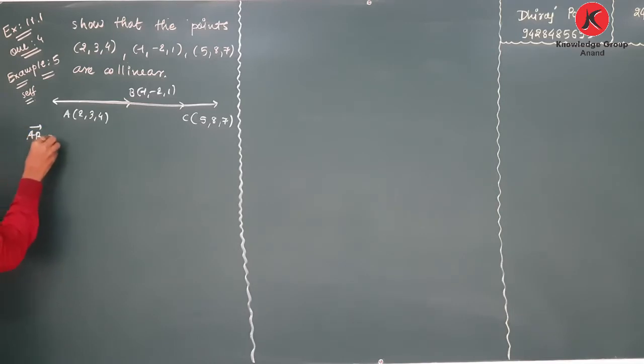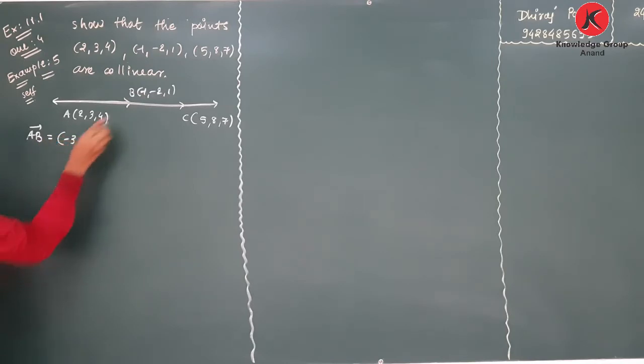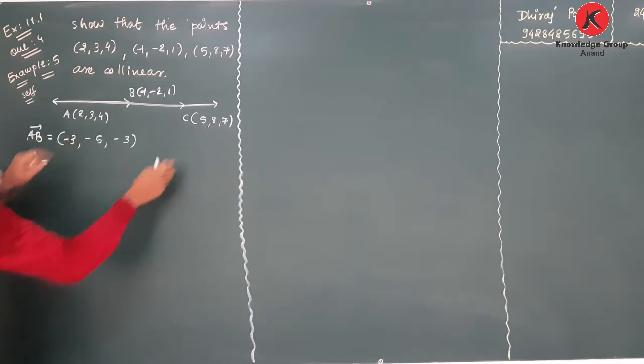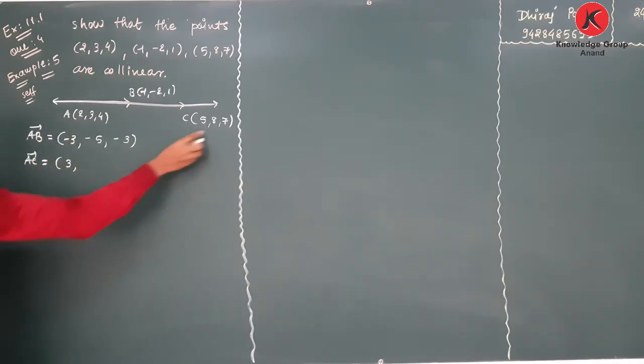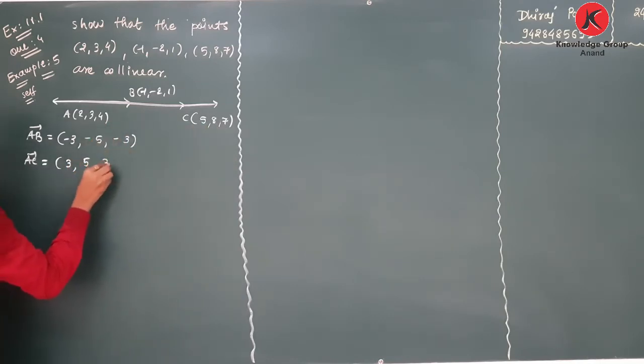Let's see, what is vector AB? Vector AB becomes (-1 - 2, -2 - 3, 1 - 4), which is (-3, -5, -3). And vector AC, calculate the vector AC: (5 - 2, 8 - 3, 7 - 4), which is (3, 5, 3).